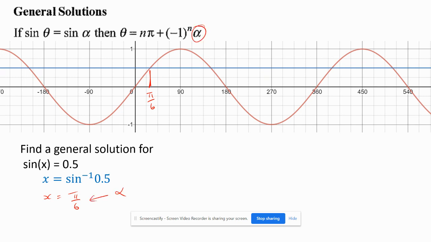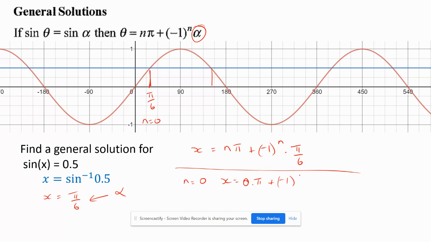Okay, using that in your formula, so x equals n times pi plus negative 1 to the power of n times pi over 6. And that there is your general solution. If you are after particular solutions, so if you're trying to find what the next one is, this is where n is 0 for this particular one. So if I put n as 0, that will give you x equals n, which in this case is 0 times pi, which would be 0, plus negative 1 to the power of 0, which is 1, over 6, which will give you pi over 6.